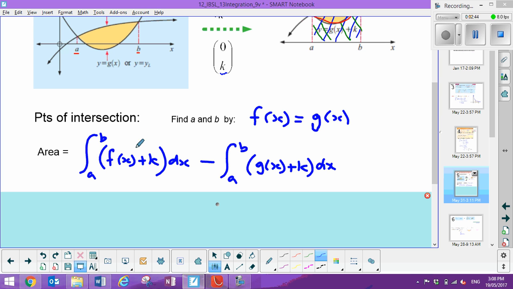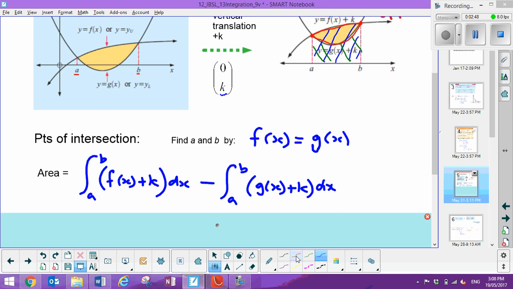We want the area under f of x plus k, that's our upper function. That's this one up here. So this is our upper. And we want to subtract the area under our curve between a and b for g of x, which is the lower function.